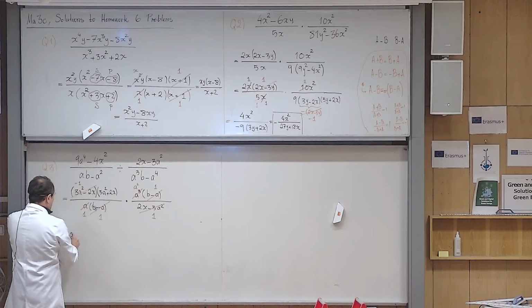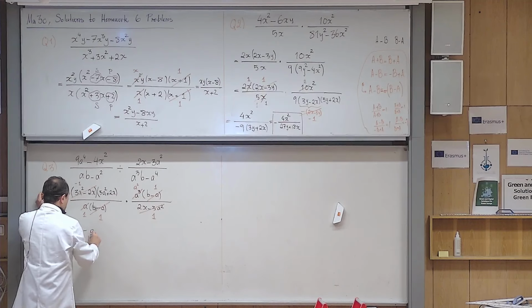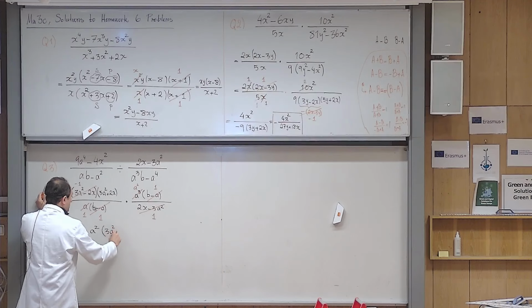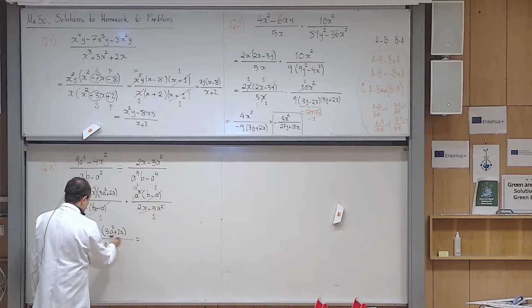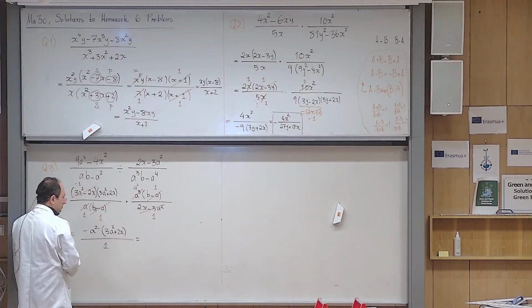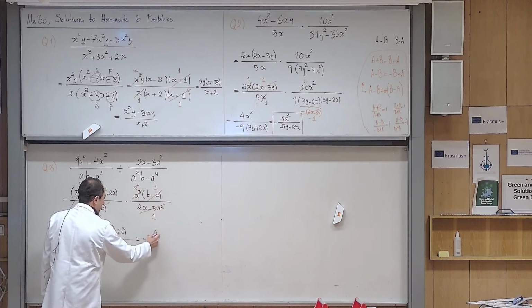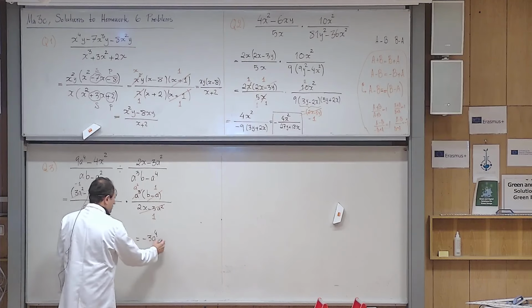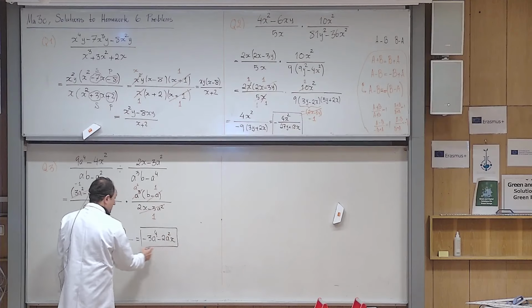So this becomes minus this times that, so it becomes minus a squared times 3a squared plus 2x. And what is the denominator? 1 times 1 times 1. So I don't need to write this. And I prefer to multiply this in, even though it is not mandatory. So it becomes minus 3a to the 4th, and then minus 2a squared x. And that is the answer to this problem.